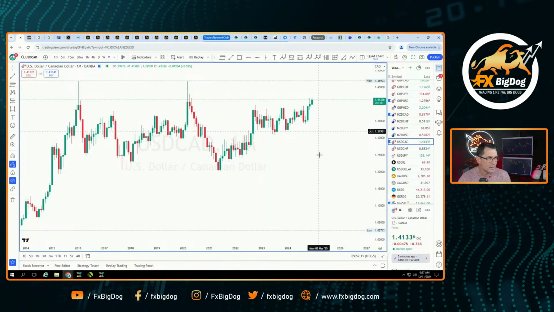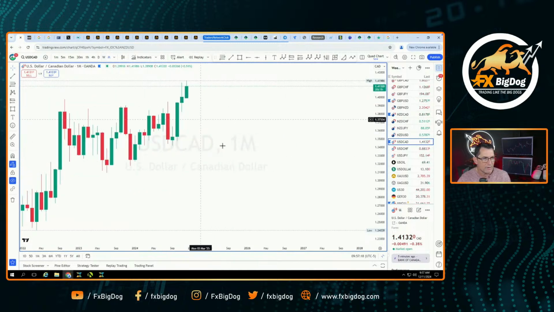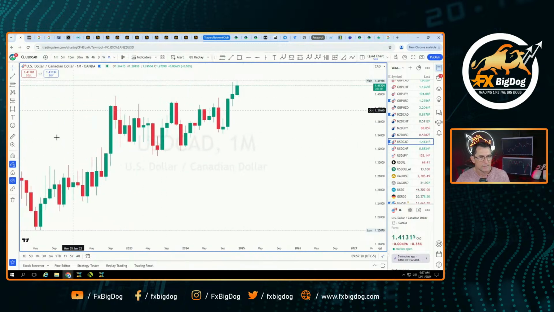This is the US dollar, and you can see right here we're getting this. This is the monthly time frame. I want to point out something on the monthly time frame. Check this out, traders. Notice here on the monthly on the US dollar CAD, this level right here is being respected. This level's being respected right here.